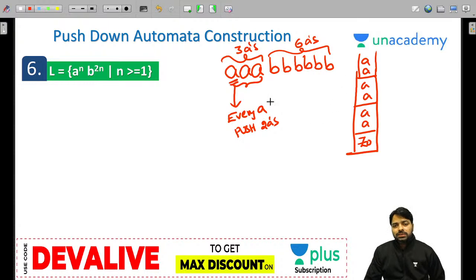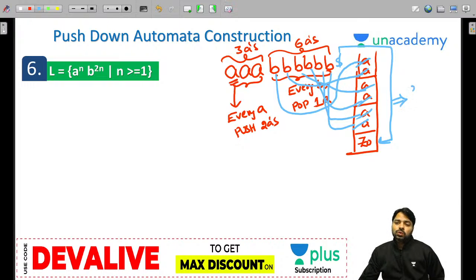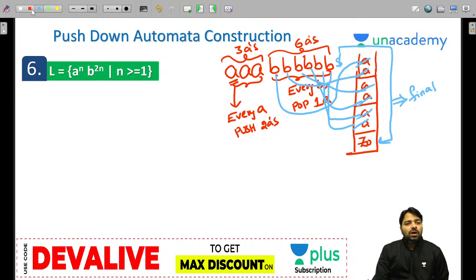Now begins B. Here every B pops 1 A only. Every B pops 1 A. Don't pop 2 A's. So this B pops 1 A, and this B pops 1 A, and every B pops 1 A. When dollar comes, we will go to final. So if you understood, let's design the problem.